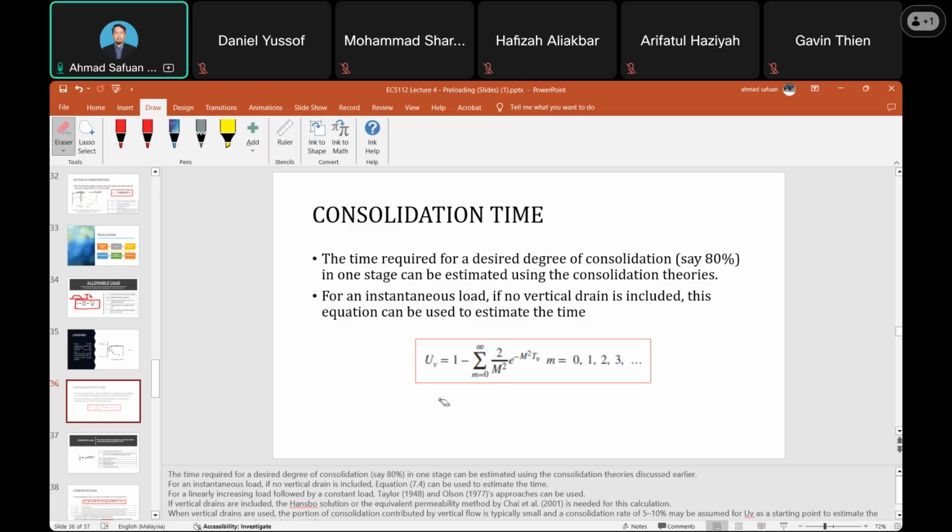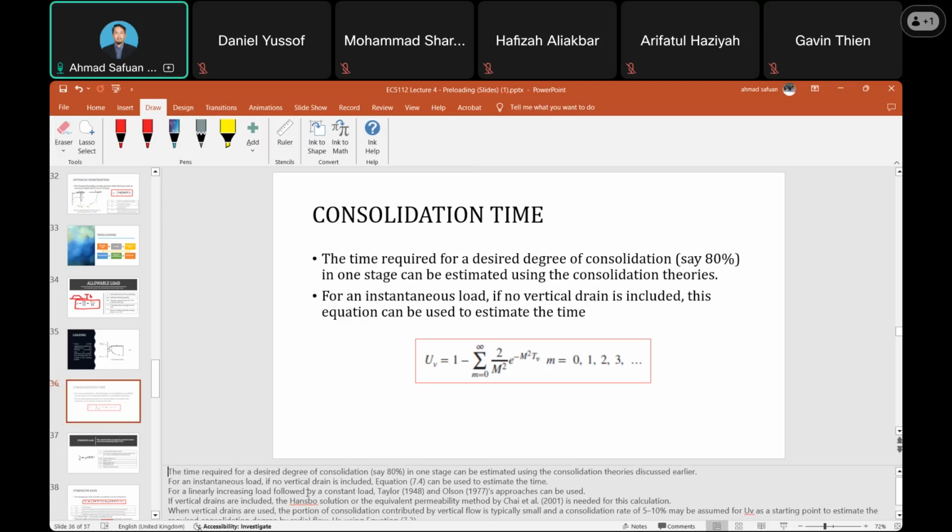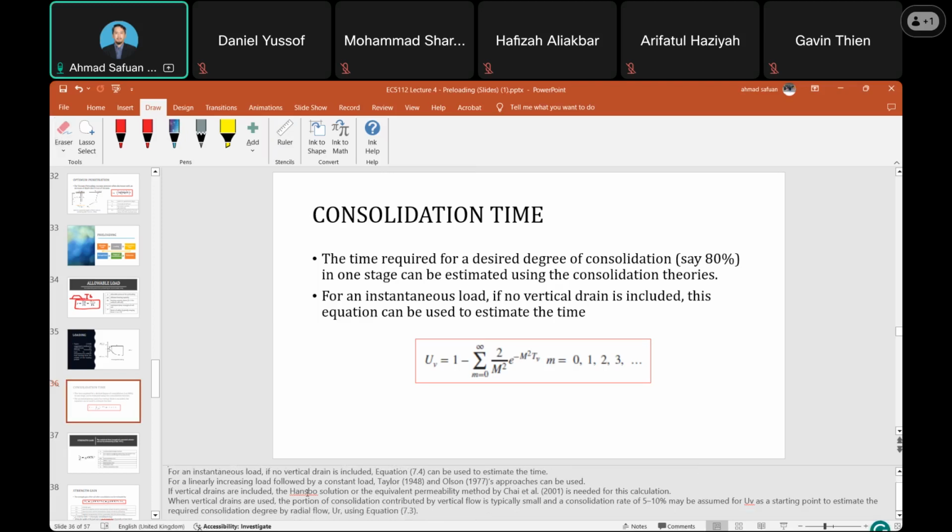For a linear increasing load followed by a constant load, the Taylor and Olsen approach can be used. If vertical drains are included, the Hansbo solution or the equivalent permeability method by Chai is needed for the calculation. When vertical drains are used, the portion of consolidation contributed by vertical flow is typically small, and a consolidation rate of 5 to 10% may be assumed for Uv as a starting point to estimate the required consolidation degree by radial flow.